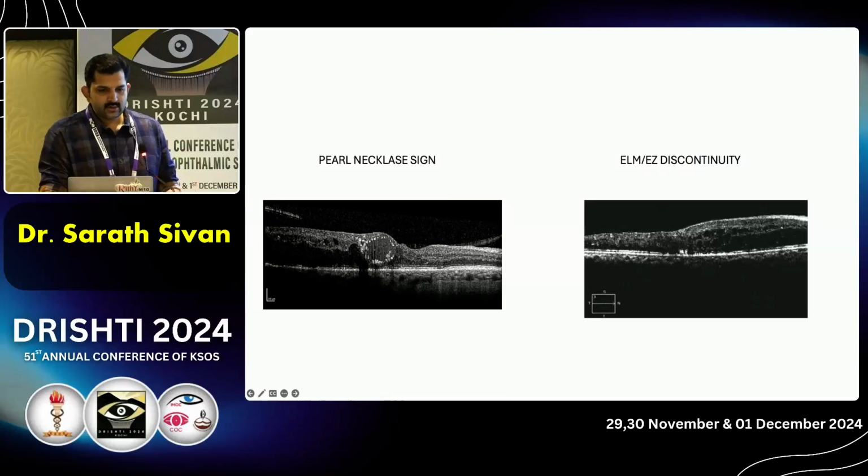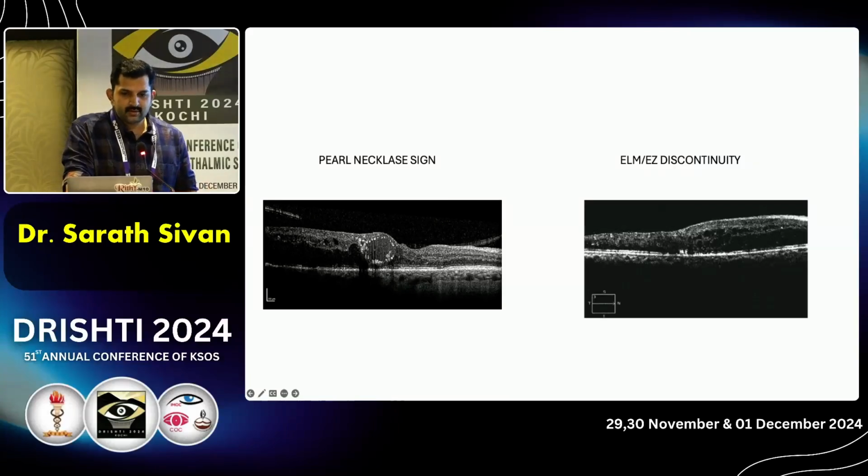Another two indicators of chronic disease are the pearl necklace sign and ELM and EZ discontinuity. In the pearl necklace sign, hyperreflective material is arranged in a continuous ring-like pattern around a cyst. This indicates a chronic exudative maculopathy. And the presence of an ellipsoid zone discontinuity or an ELM disruption also indicates a poor response to the treatment.